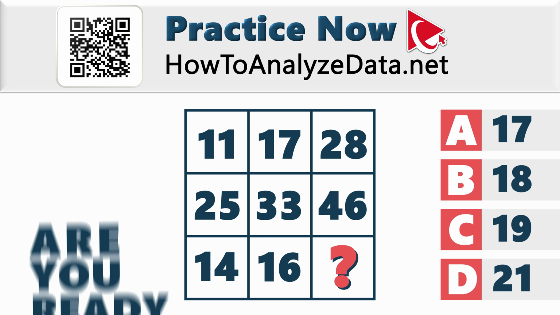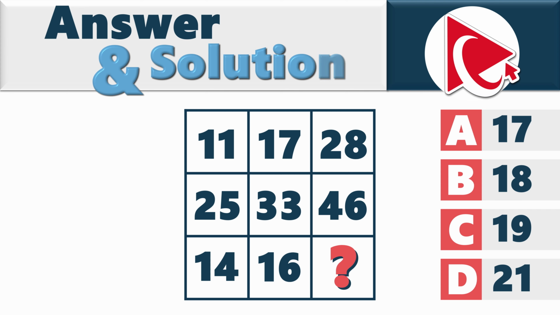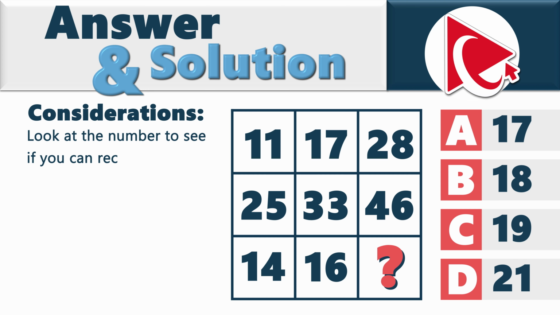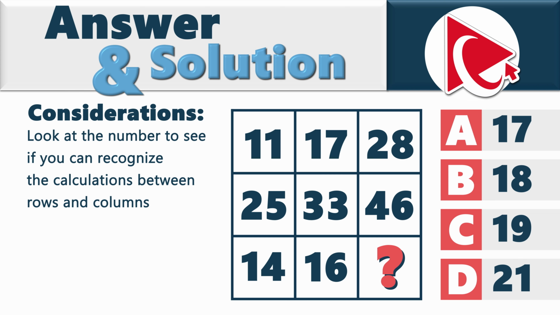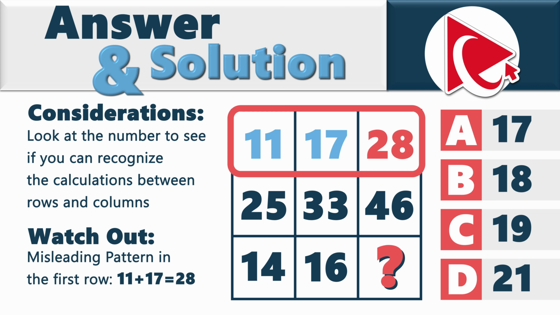Time's up. Are you ready with your answer? Typically, when you see a matrix, you need to determine how to do calculations with the numbers. In each case, you need to look at the numbers to see if you can recognize calculations between rows and columns. Sometimes, though, there's a caveat. There's a misleading pattern here in the first row. 11 plus 17 does equal 28, but this pattern does not continue.